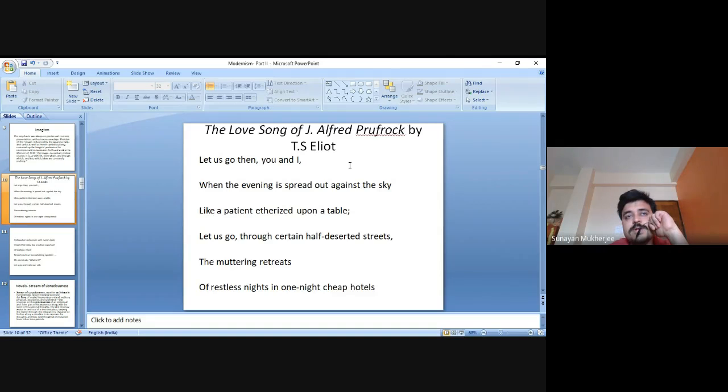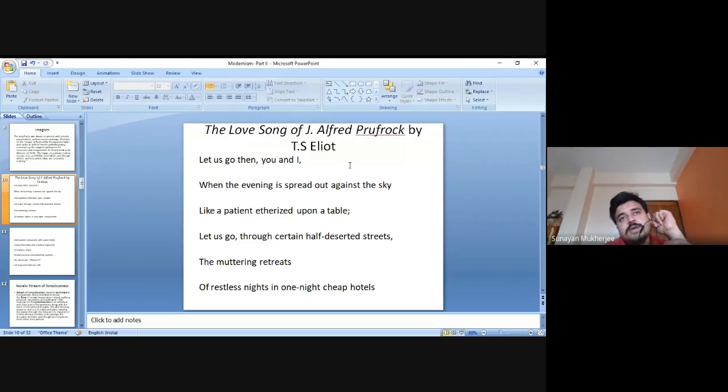Just imagine the wheelchair in which patients are driven in and out of the hospitals. This poem reminds us of the World War I affected soldiers who used to lie on the stretcher as a patient, like a patient etherized upon a table. What is ether? Ether is used to make the body unconscious for operative purposes. So a patient unconscious on a table, just like that, the evening is spread out against the sky.